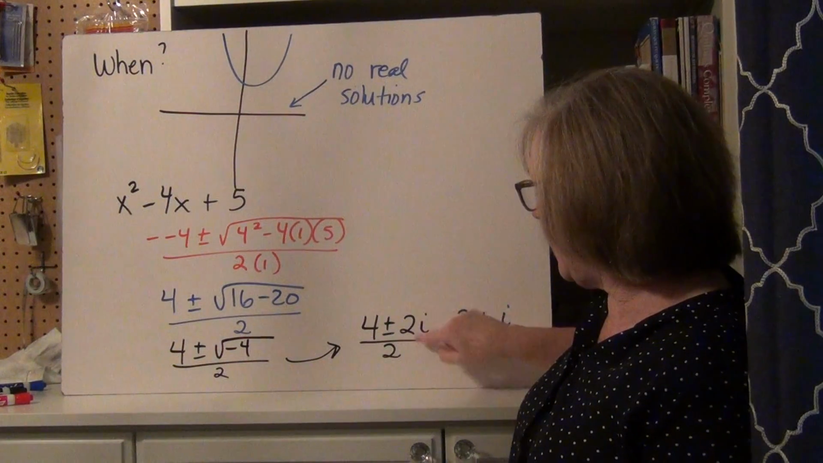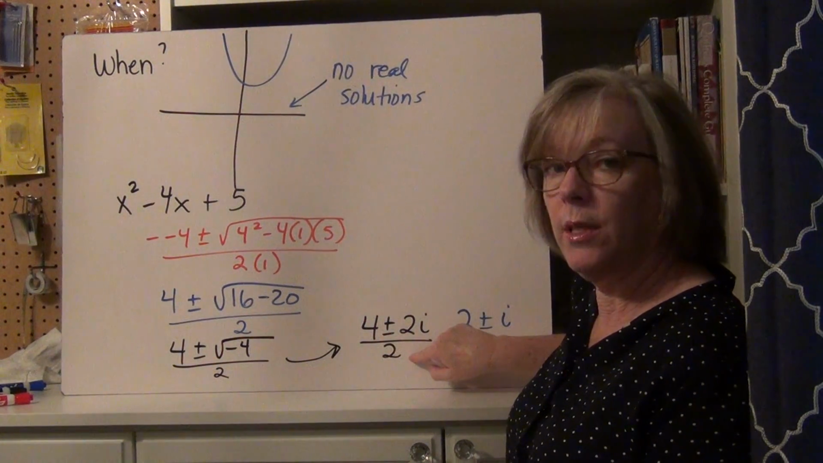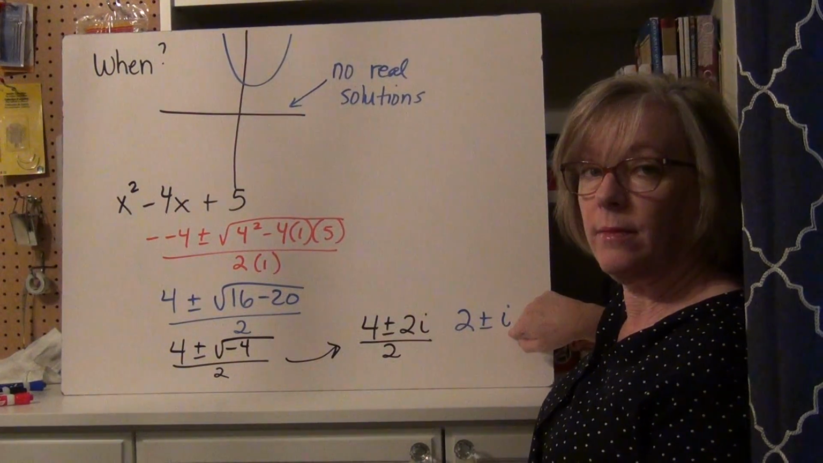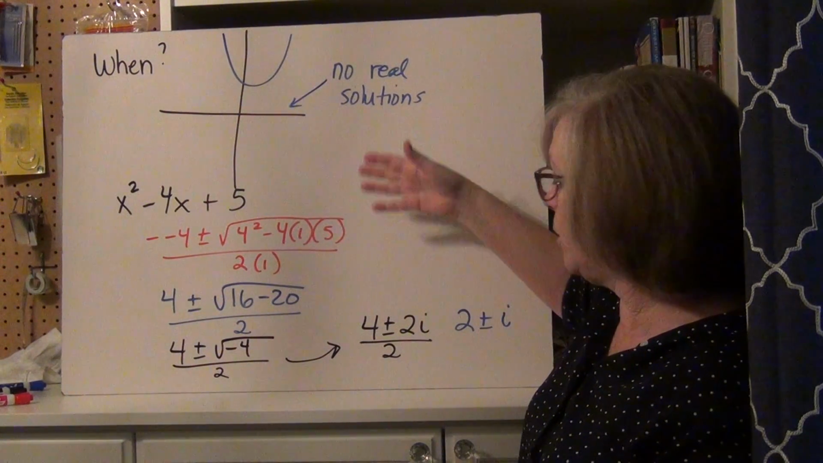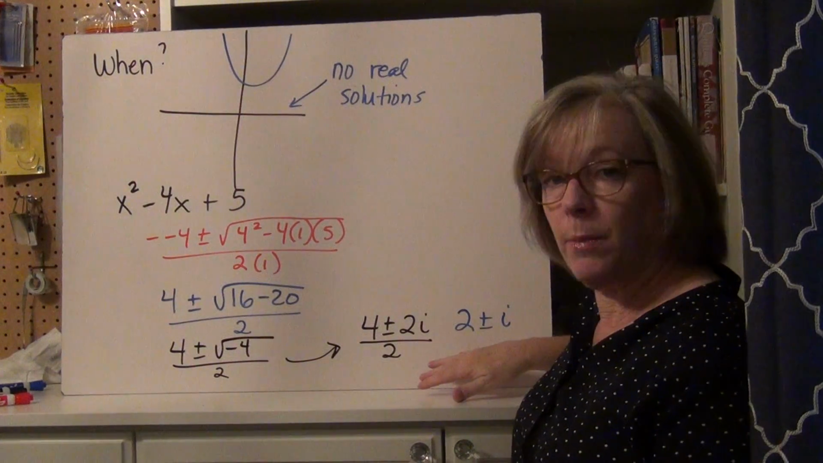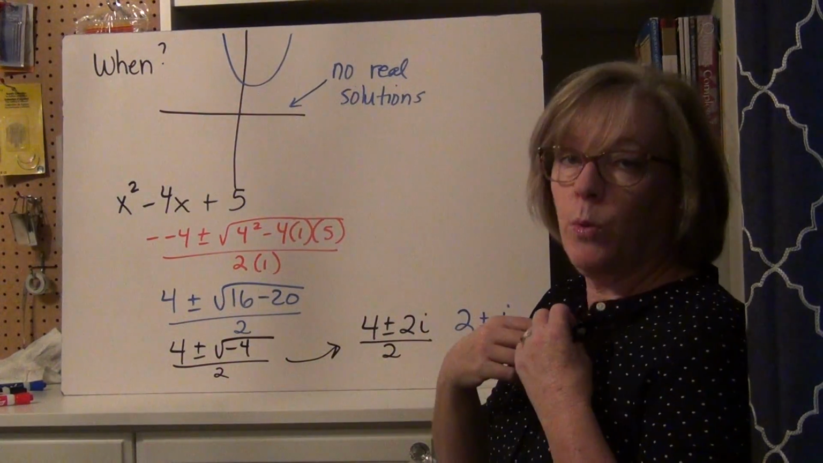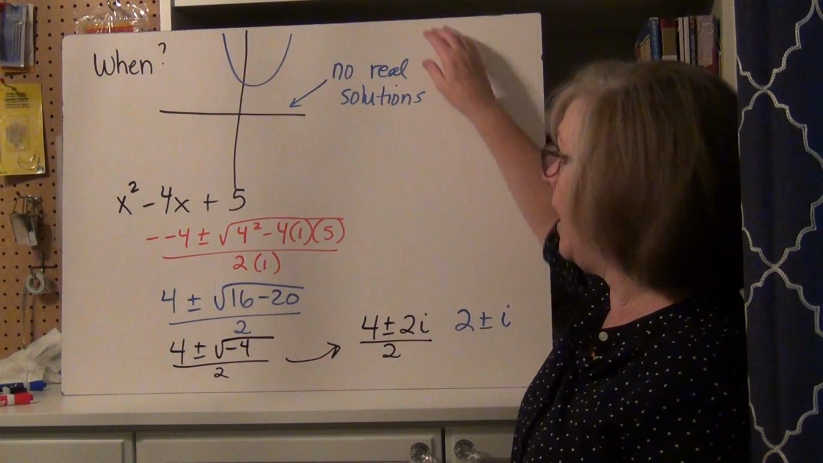And one more time, I see that these are all divisible by 2, so I divide out the 2, and I get 2 plus or minus i. Okay? That means whatever the solutions are to this equation, it's imaginary, so it's not something we're actually going to physically graph, but we'll know that that number would be 2 plus or minus i.